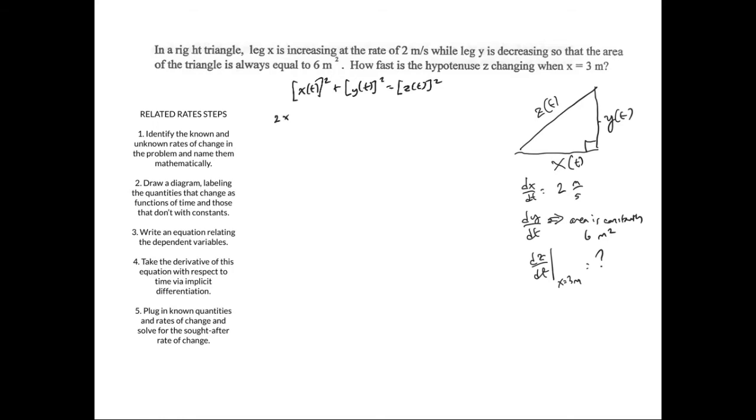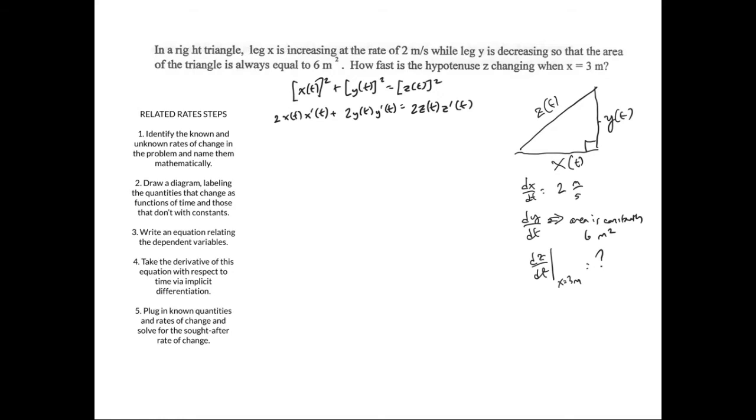The derivative would come out as 2 times x of t times x prime of t, 2 times y of t times y prime of t, and 2 times z of t times z prime of t.